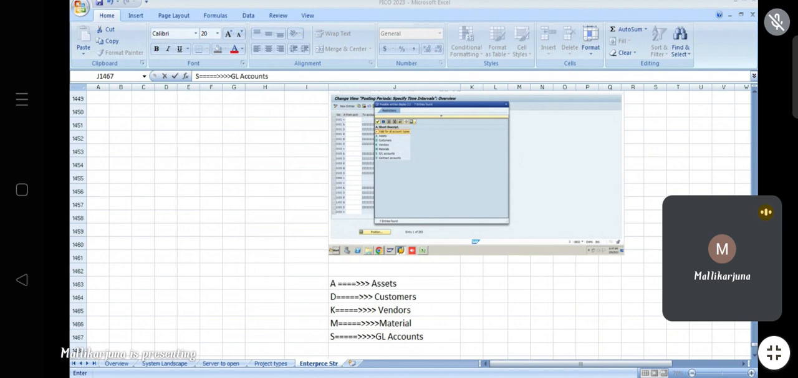It will also control the special posting periods, and if you want to control each account type level to be open and close, we can control. So that's the whole functionality of the posting period variants.